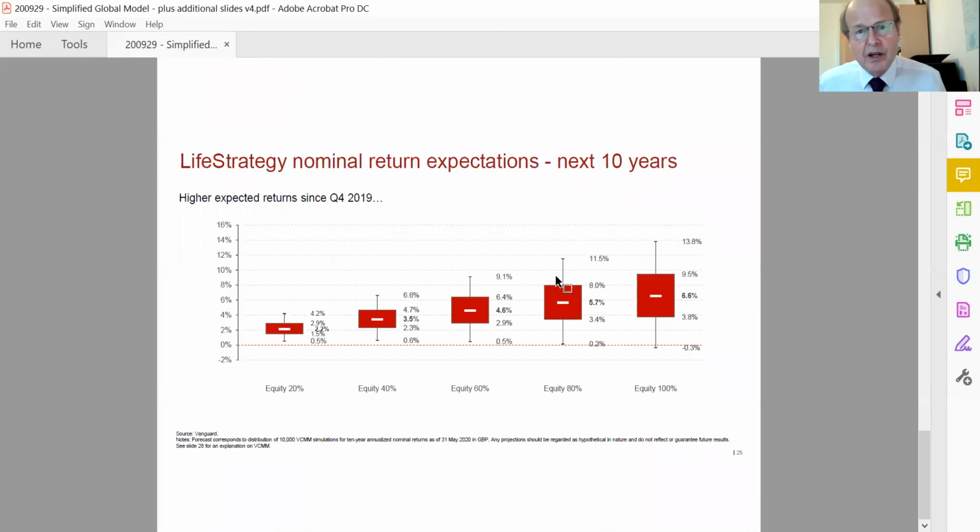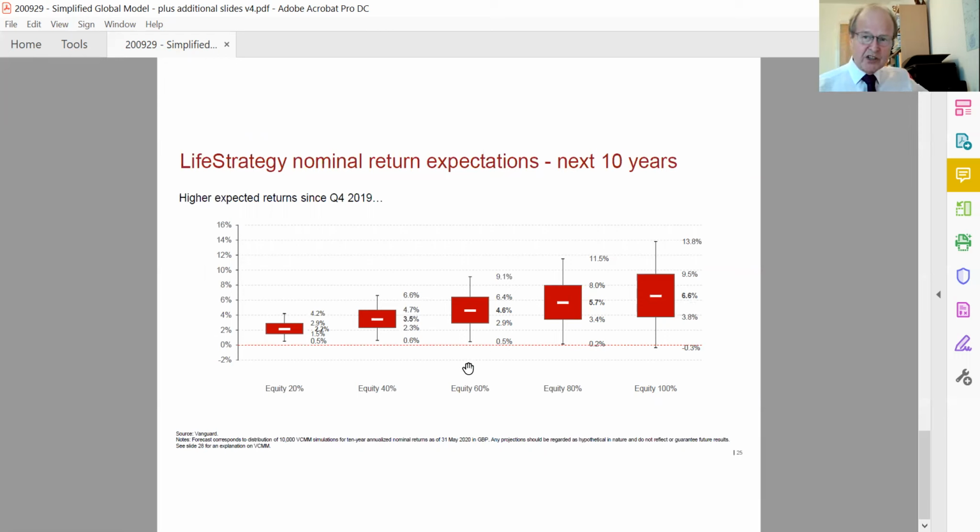So in terms of outcomes, Vanguard have a very strong research capability, and they do give an indication of what they expect in terms of returns from standard portfolios. So a 60-40 portfolio, they would expect on average over the next 10 years, a return of something like 4.6% per annum. As you go up the risk scale, then 100% equity might give 6.6% per annum.